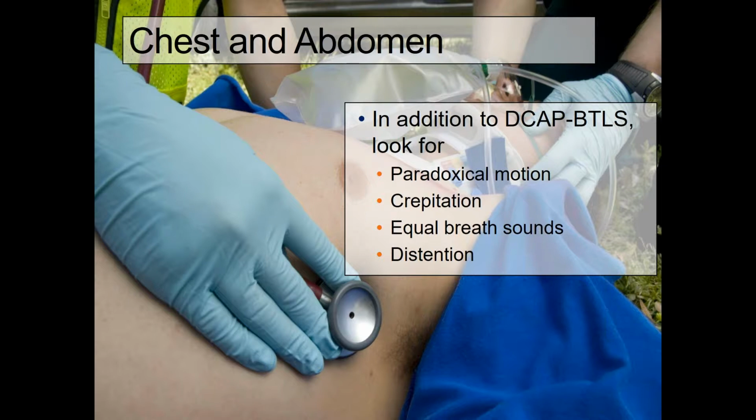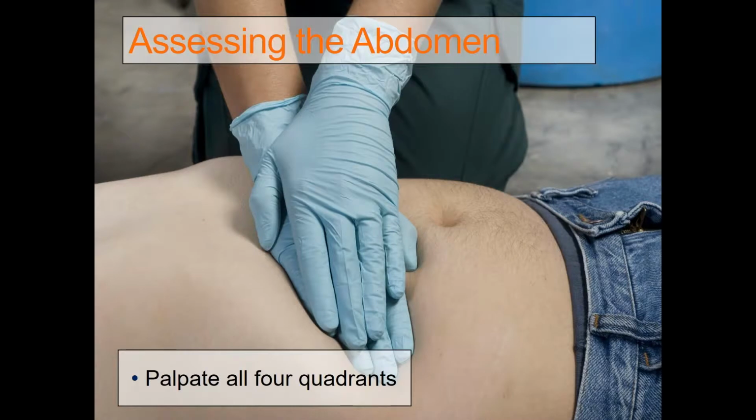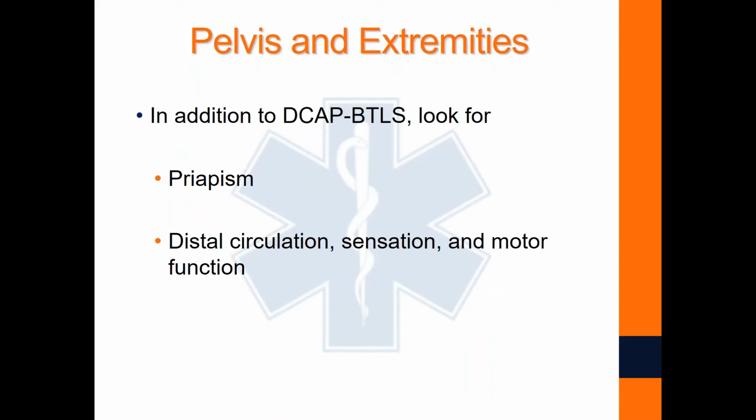We're going to look for unequal breath sounds. We'll look for any distension in the chest that actually points us towards some free-floating air and possible tension pneumo. We're really just on the hunt to make sure that the parts of this patient's body that are keeping them alive continue to function the way that they are supposed to. We palpate all four quadrants of the abdomen.